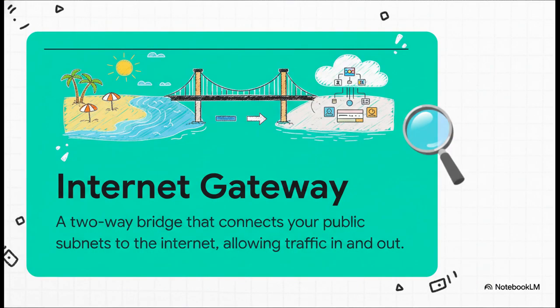The first type is the Internet Gateway. Think of this as a big two-way bridge. You attach it to your VPC, and it gives the resources in your public subnets, your beach, a direct path both to and from the internet. This is what allows users to actually visit your website.